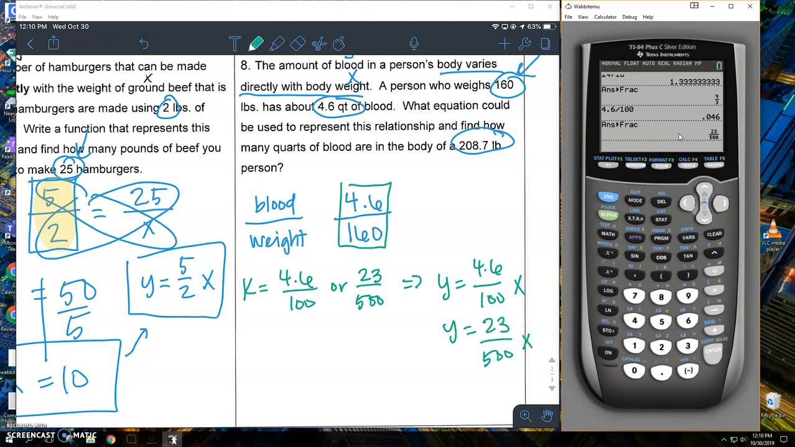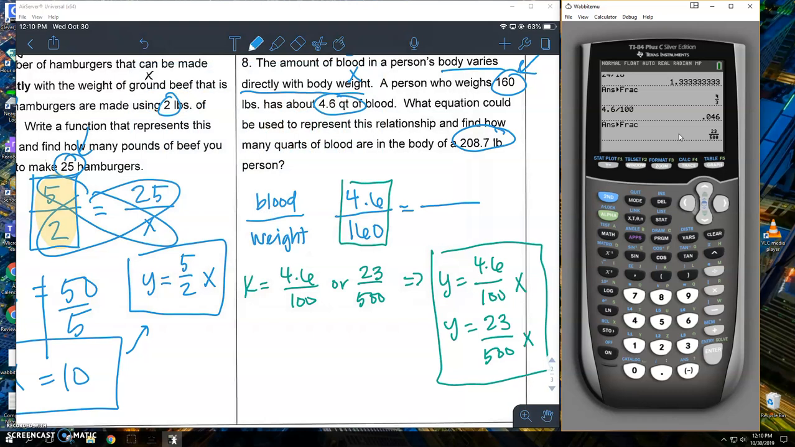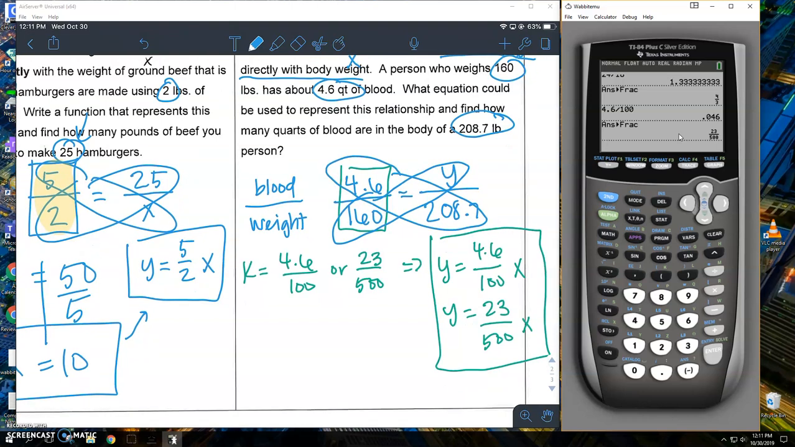Okay, so those are my direct variation equations, but this one is having us actually solve for something. So I want to figure out if you're 208.7 pounds, how much blood does that? Okay, that's at the top, so I'm labeling that with a y. So cross multiply. So the things that I'm circling are what I'm going to multiply together. So 160 times y equals 4.6 times 208.7. So I'm going to go ahead and multiply that.